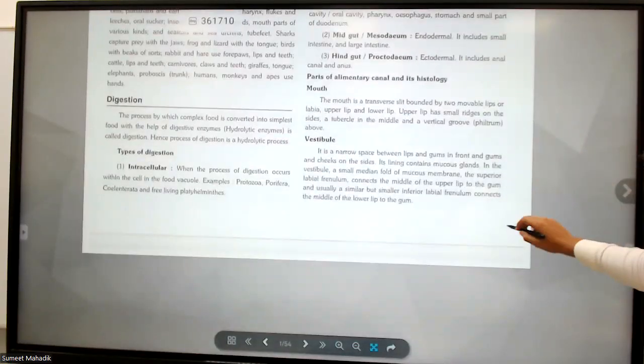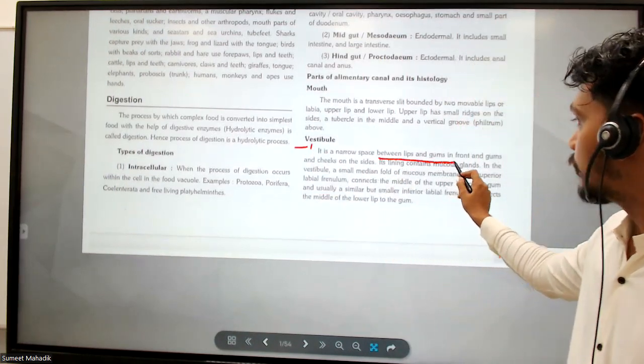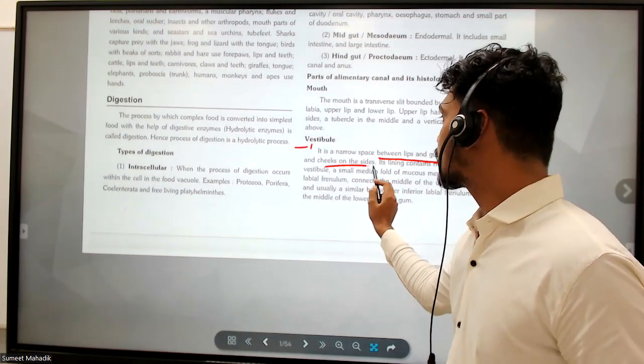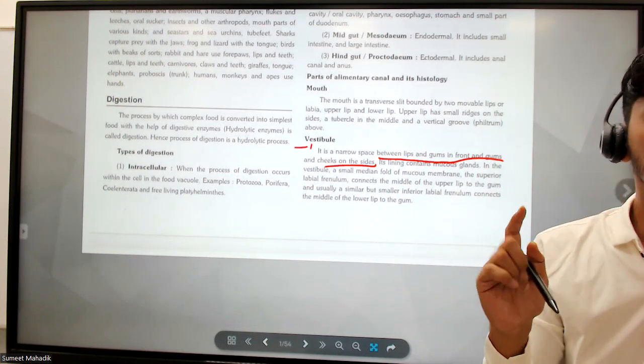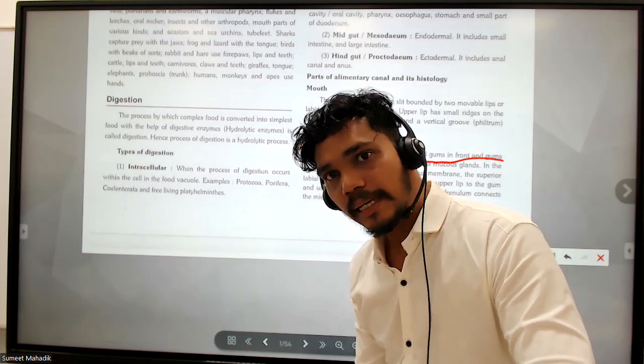Now let's talk about the vestibule. What is the vestibule here? It is a narrow space between the lips and the gums in front, and the cheeks on the sides, right? There will be a space. Why will there be a space? Again, the same reason will be there.